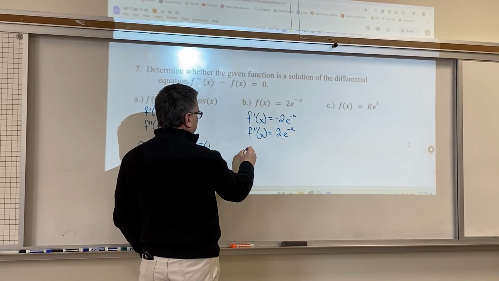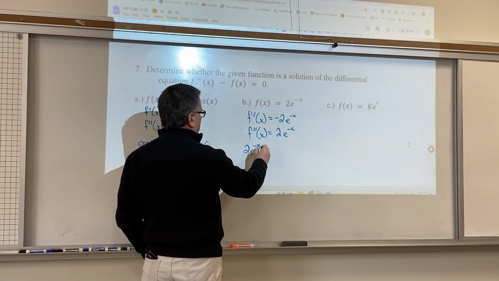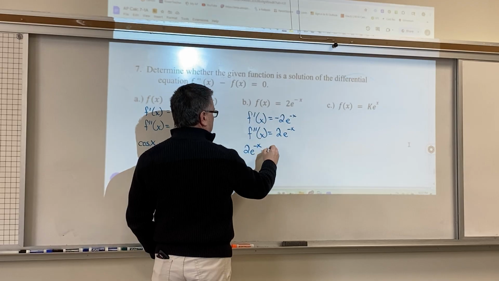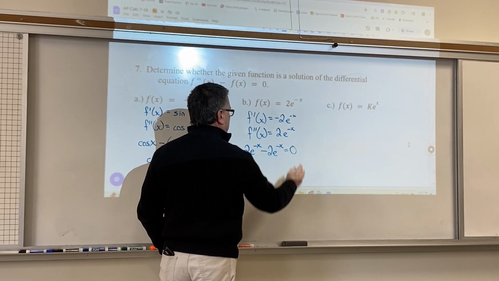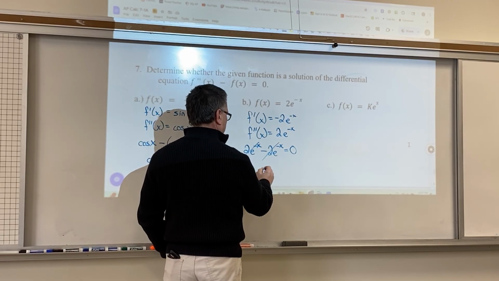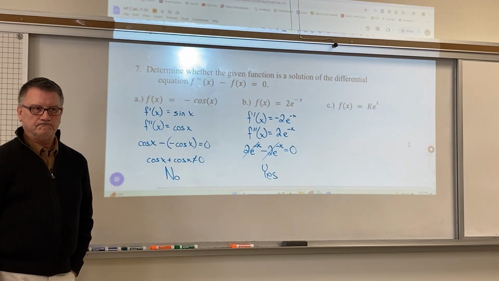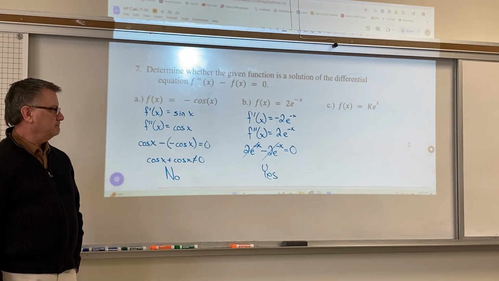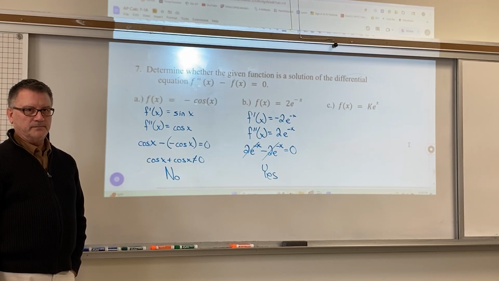Second derivative was 2e to the negative x minus the original function, which was 2e to the negative x. Does that equal 0? Yes, it does. That is a solution. That one worked. Doesn't mean that you can only have one solution.